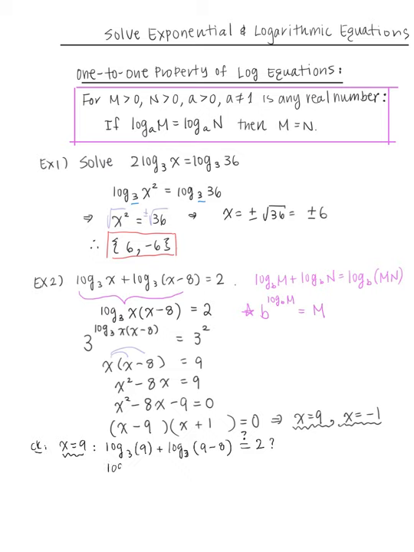Now, log base 3 of 9 can be written as log base 3 of 3 squared, and then plus log base 3 of 1. So now, log base 3 of 3 to the second power, you just get the exponent back, and then plus log base anything of 1 is always going to be 0. So this is going to equal 2, which matches up. All right, so therefore, we're going to keep 9 in the solution set for sure.